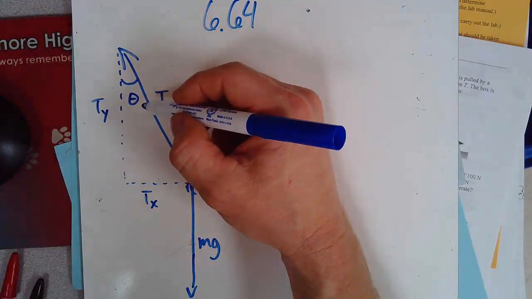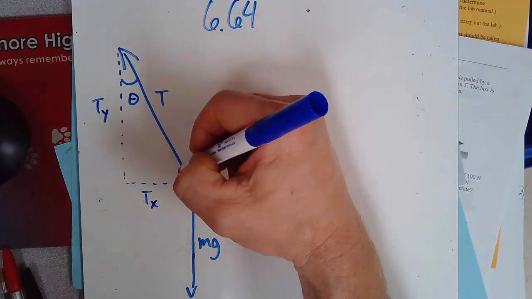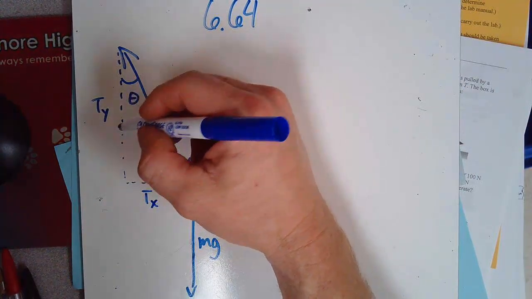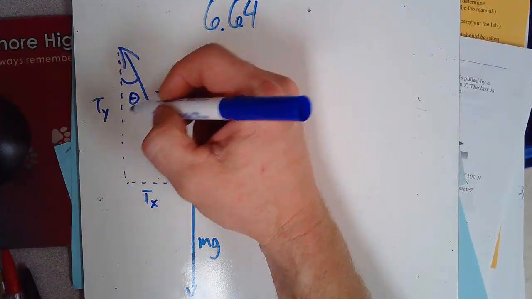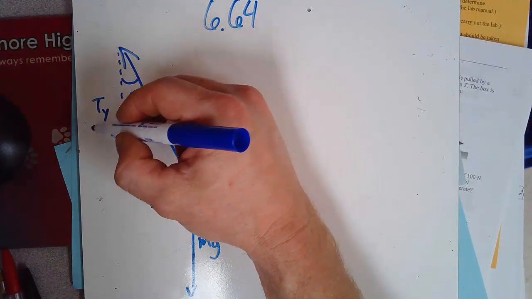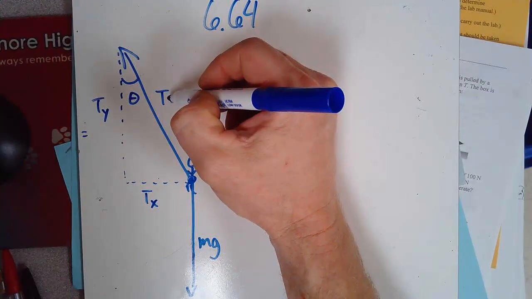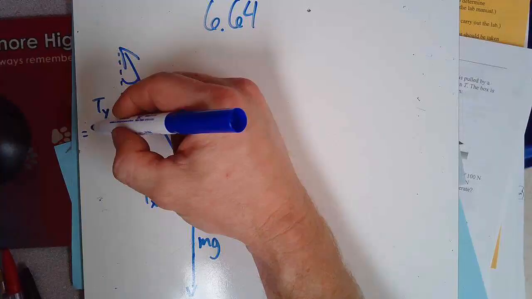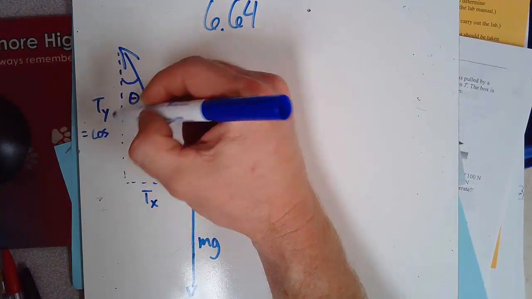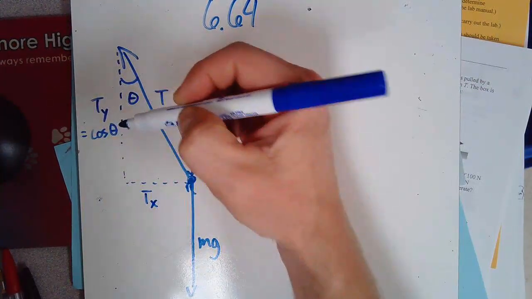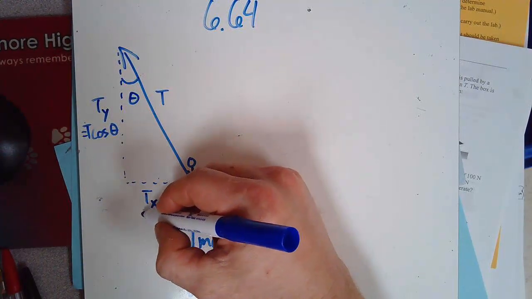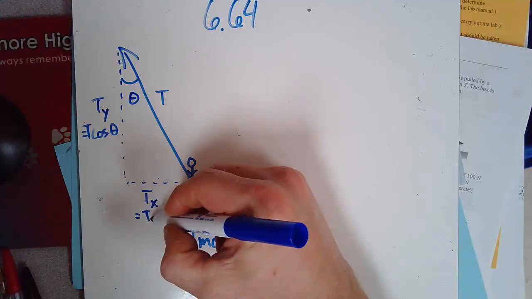We found the angle from the horizontal and, oh, it's wrong. Okay, so we're going to do it this way, and that's going to be better. Thinking about trig, Ty is going to equal T times cosine of theta, as the angle is measured here. I forgot the T: T cosine of theta, and Tx is going to be equal to T sine of theta.